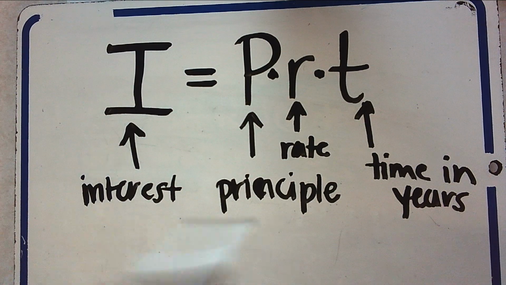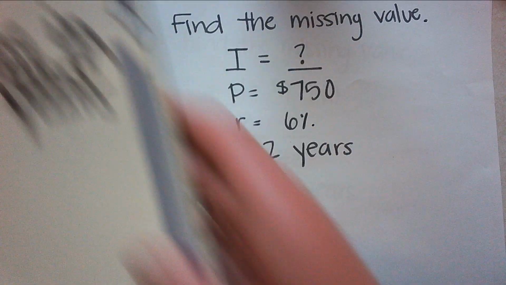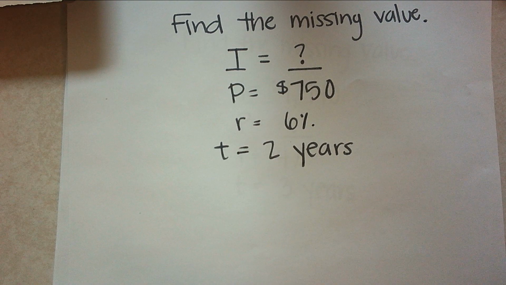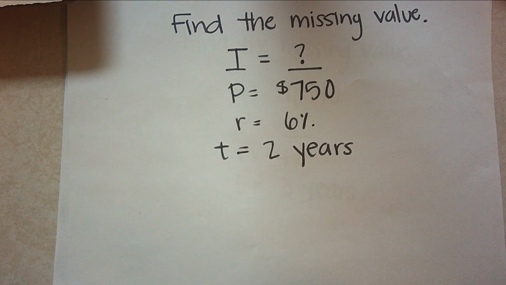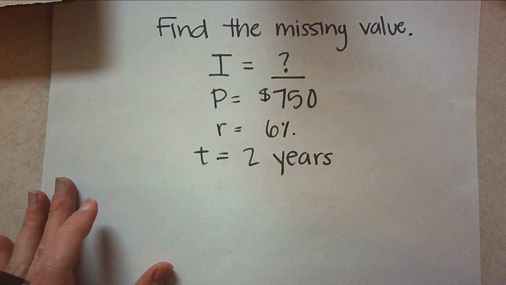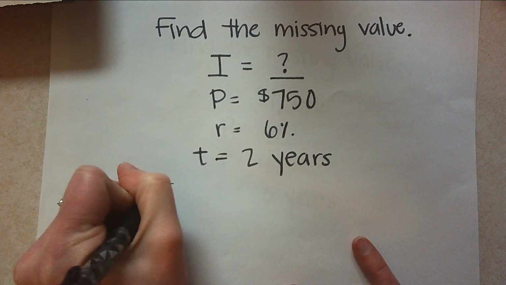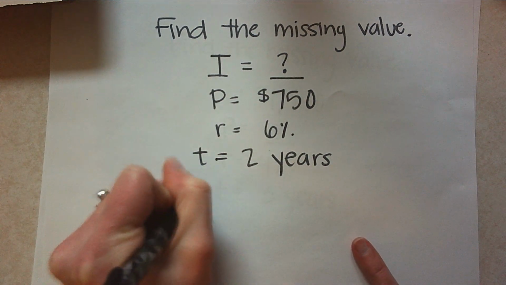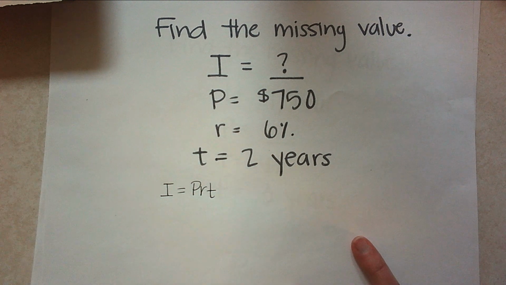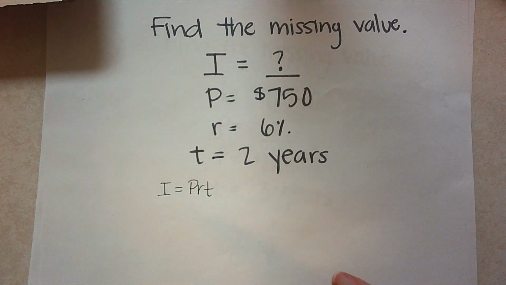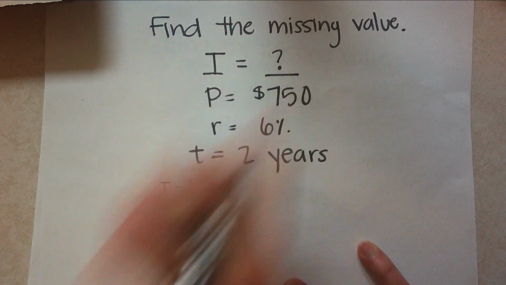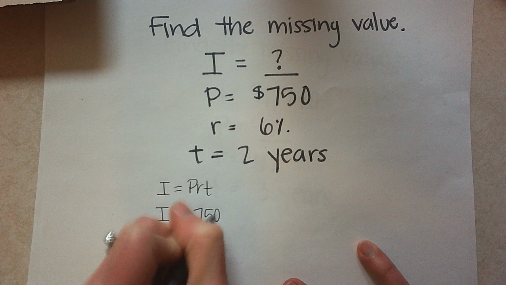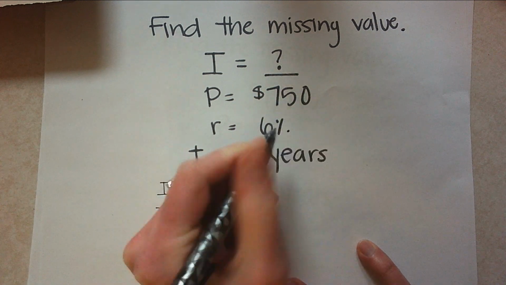So we've got interest, principal, rate, and time in years. I equals PRT, and we're going to use that formula to do a couple examples here together. First example says find the missing value, and they want us to know what I is. So I like to always write the formula down first just so that it's drilled into my head. I equals PRT, and then I plug in what I know. I don't know my I, so I'm going to leave it as a variable. My principal is $750. Times my rate is 6%.